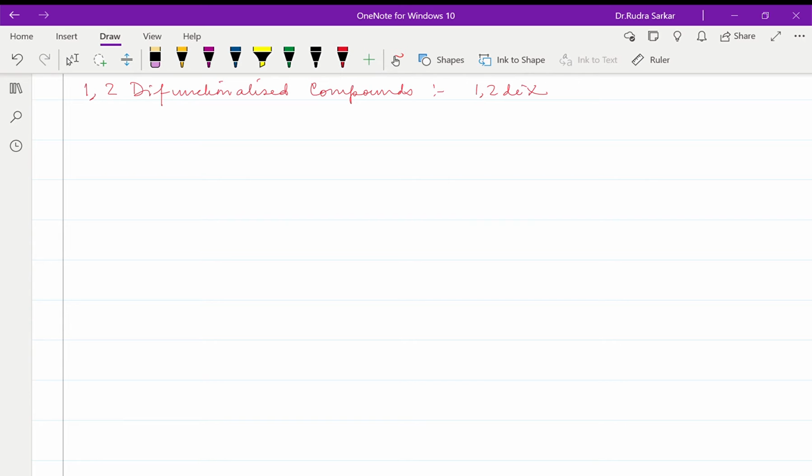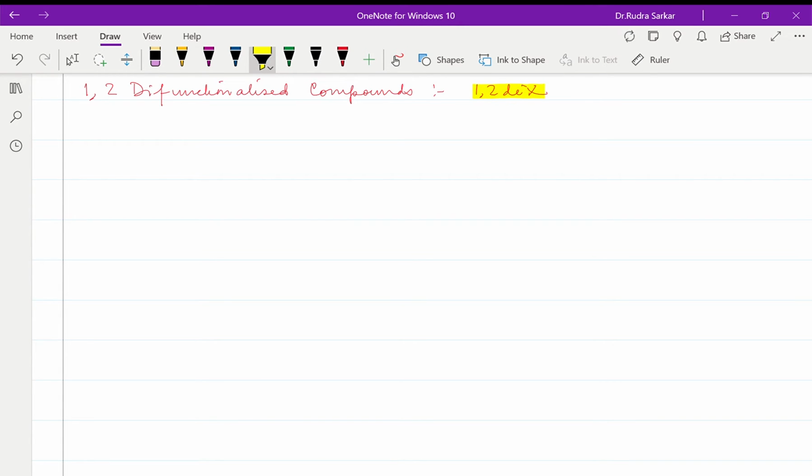Now we are continuing with the retrosynthesis or disconnection approach, and in this lecture we will be discussing two group disconnection, and we will apply it to 1,2 difunctionalized compounds. So we will be calling this as 1,2 DIX.